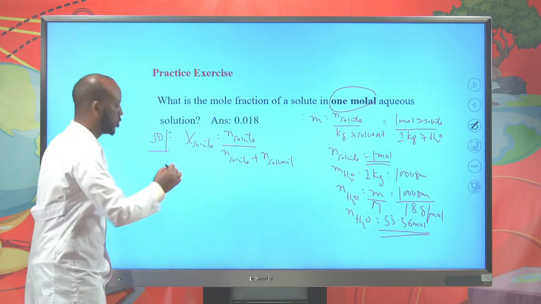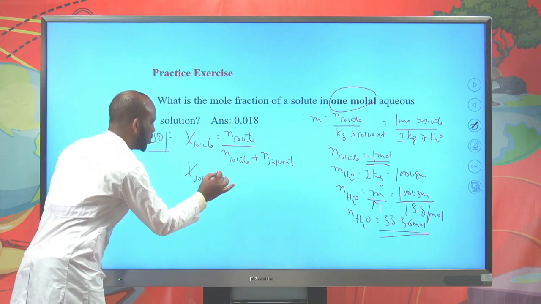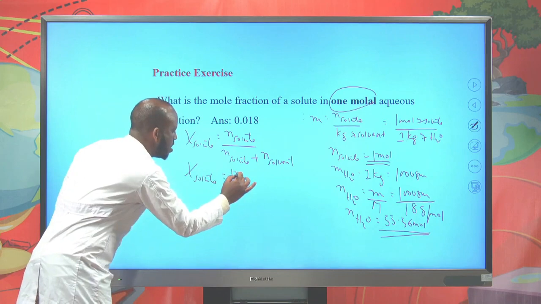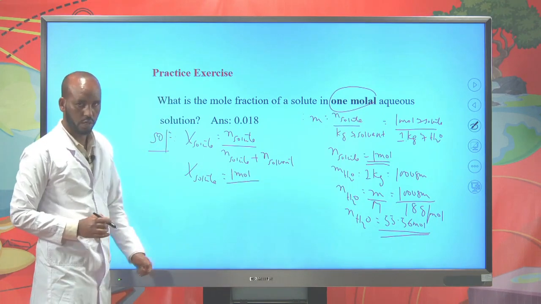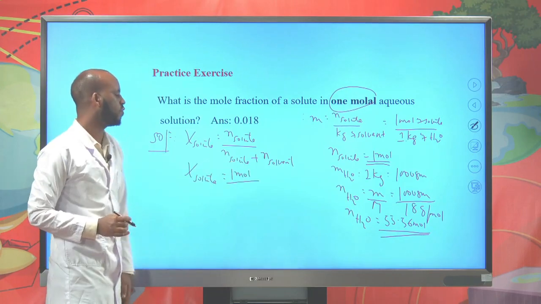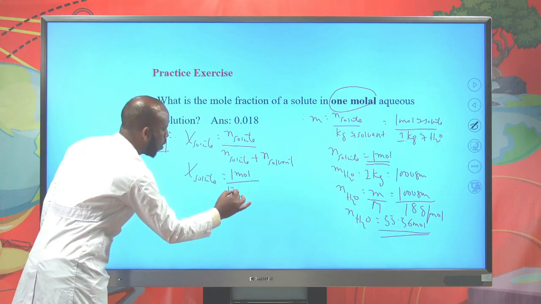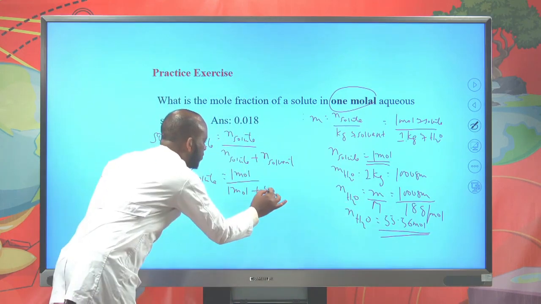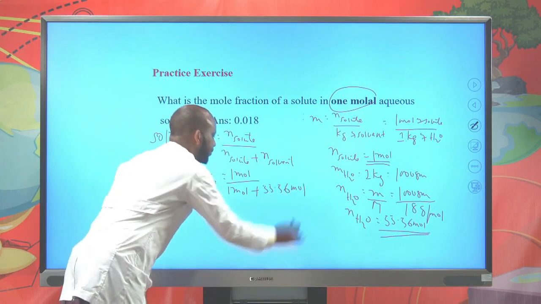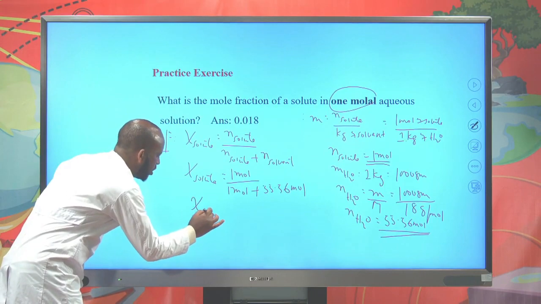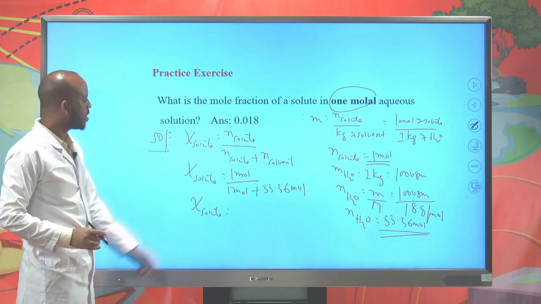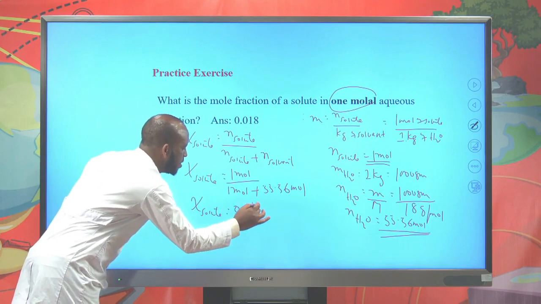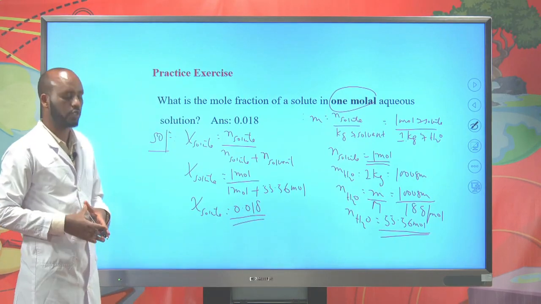Now, mole fraction of the solute equals number of moles of solute, which is 1 mole, divided by number of moles of solution, which is the sum of number of moles of solute and number of moles of solvent. Number of moles of solute is 1 mole, plus number of moles of solvent is 55.56 moles. Mole fraction of the solute equals 1 divided by 1 plus 55.56, which is 0.018. Mole fraction has no unit.